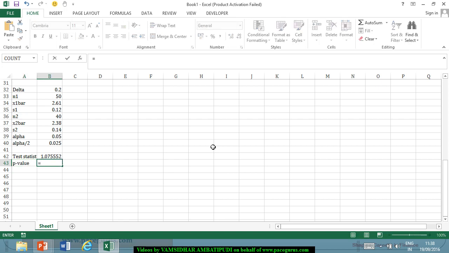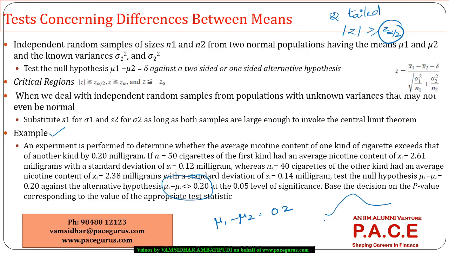So I'll look into the z tables for the corresponding p-value. If I'm going with the tables, I'll look for 1.07, and because it's a two-tailed test, I'll multiply it with 2. Whereas here in Excel, corresponding to this 1.07, this is the area, right? So my 0, 1.07 is this one. So when I'm using the NORM.S.DIST function, I'll get this as the area, right? But if I want the p-value, I want to get this area into 2.